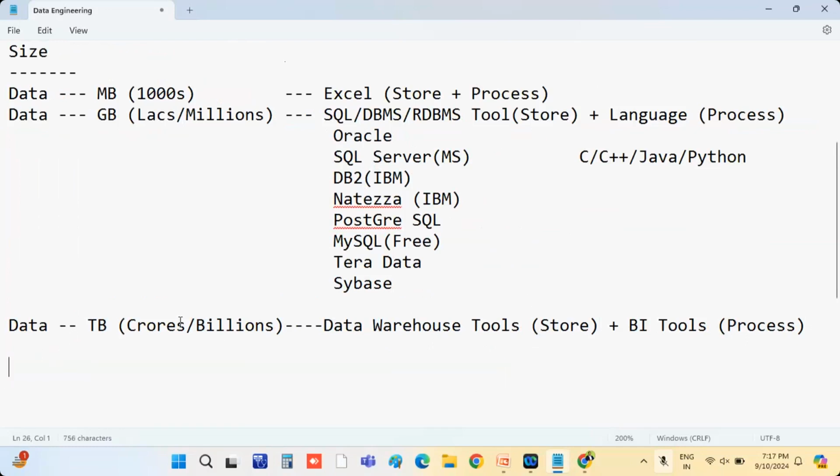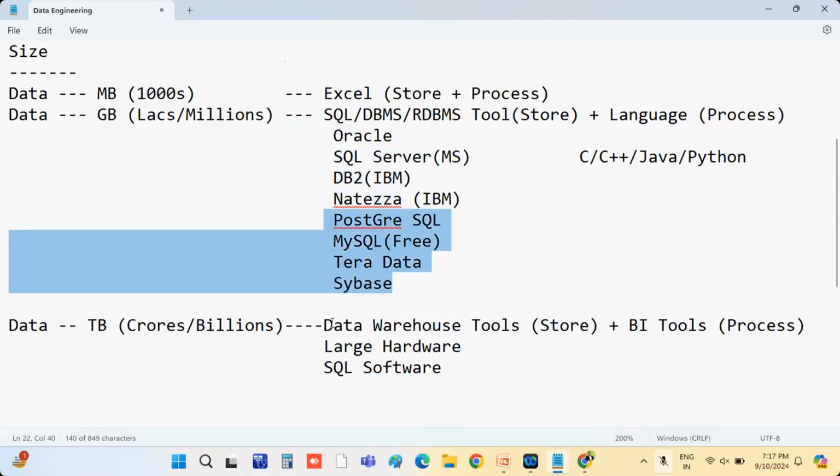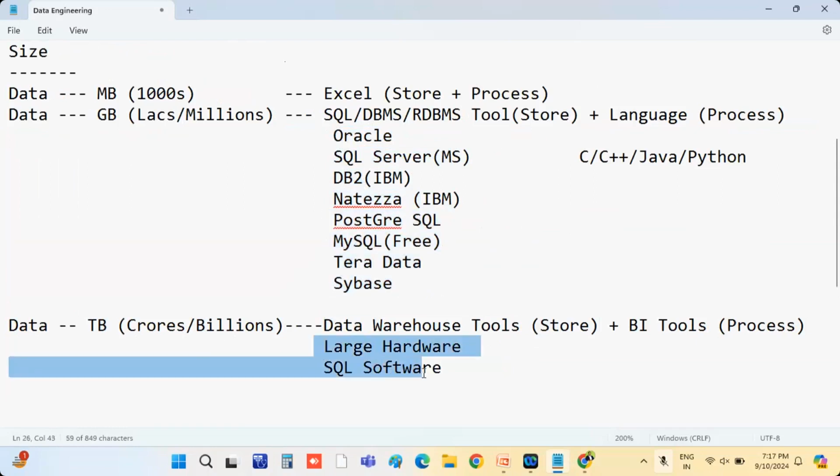If you ask me what a data warehouse is, in layman terminology, let me explain. It is going to have large hardware where you install SQL software. Remember, SQL software means you can install Oracle, SQL Server, DB2 or Netezza, any one software, in the large hardware.